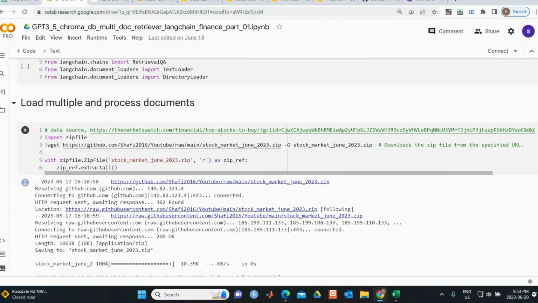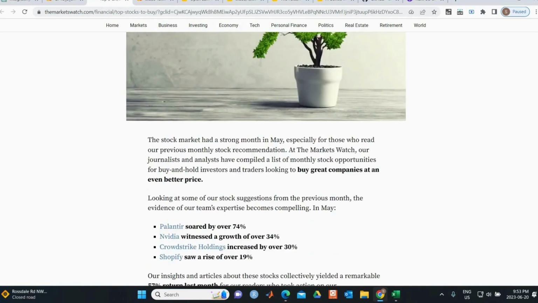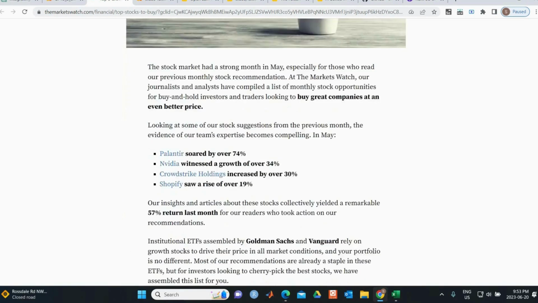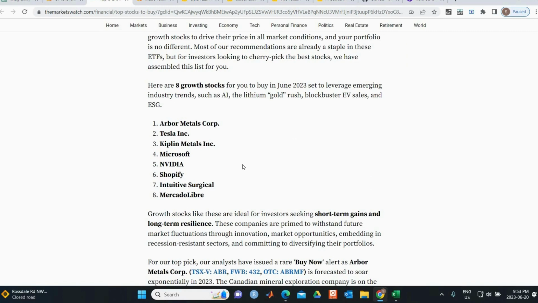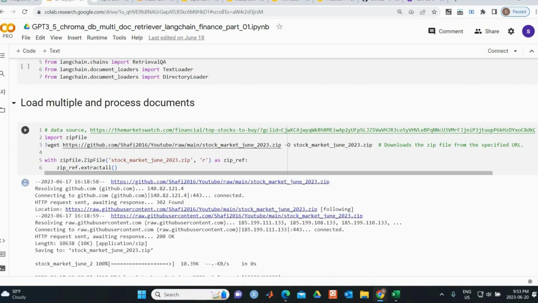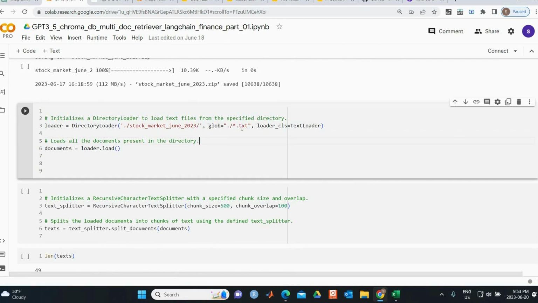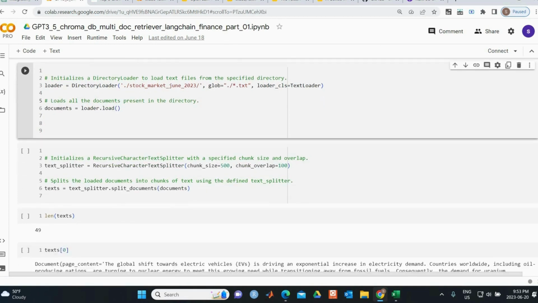I have provided the data source here; the link is given. If you open it, it's about the top 8 growth stocks of June 2023. There are 8 companies that they have discussed. What I did is divide these 8 companies into 8 text files and upload them to my GitHub account, and then they can be downloaded using this code. Next, we initialize a directory loader to load the text files from a specified directory, specified as txt files. Maybe you can do it with CSV or PDF or any other format you are using.